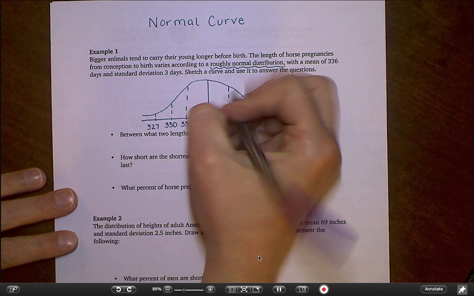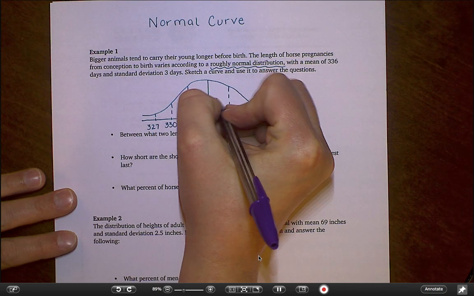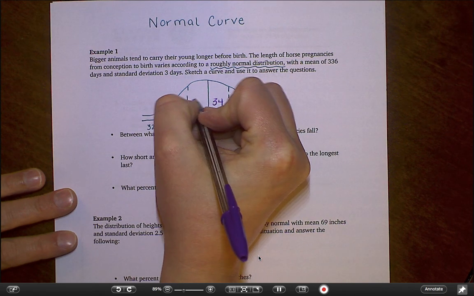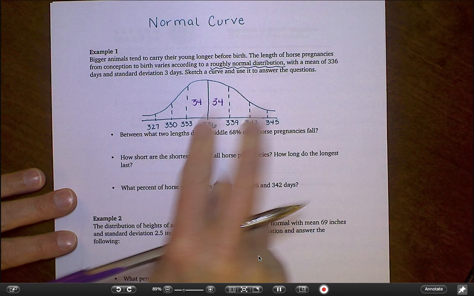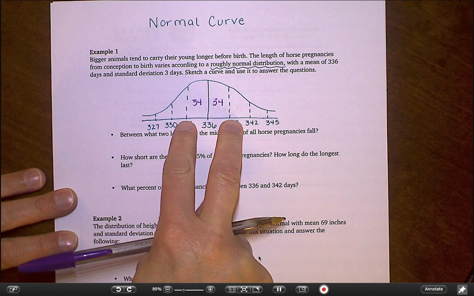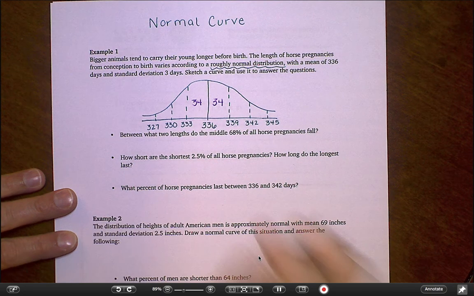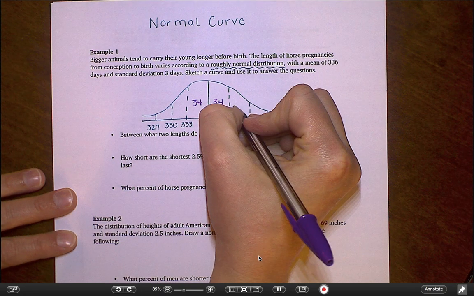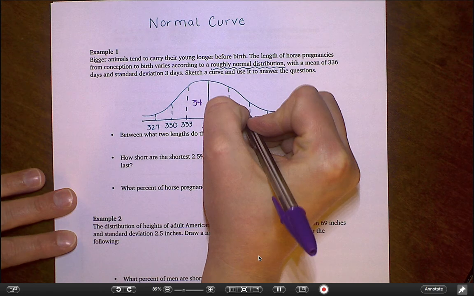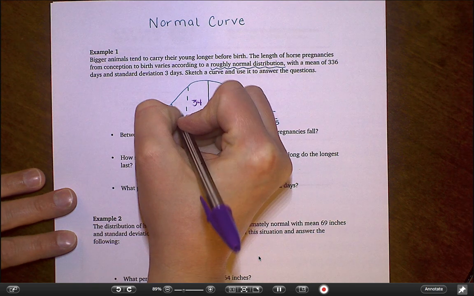So like this section here comes out to be 34%. And this one is also 34%, because remember that first standard deviation represents a total of 68%. So we just took that and split it in 2. Okay. Your next chunk is 13.5%, and this is 13.5%.